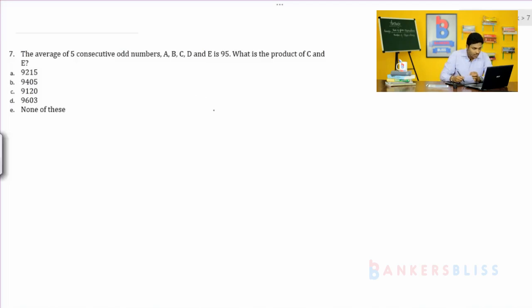So A, B, C, D, E. These are the 5 numbers and the difference will be equal for the consecutive numbers. So the middle term will be the average. Here the middle term is C, the average is 95. So the value of C is 95. If C is 95, then D is 97 and E is 99. I have to calculate the product of C and E, means 95 into 99 I have to do. Don't multiply 95 and 99.